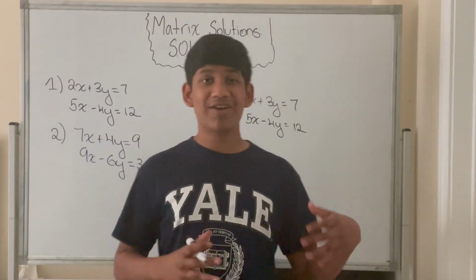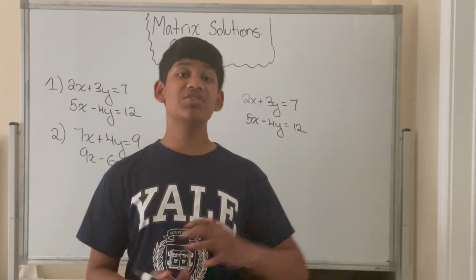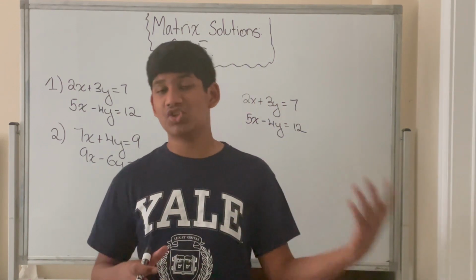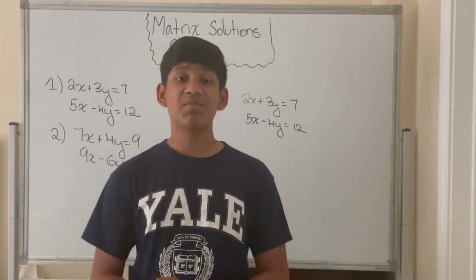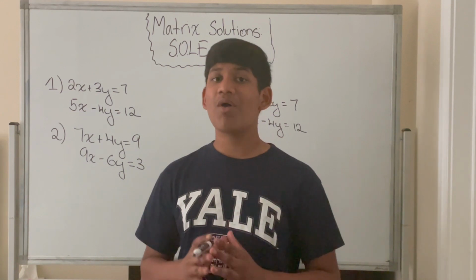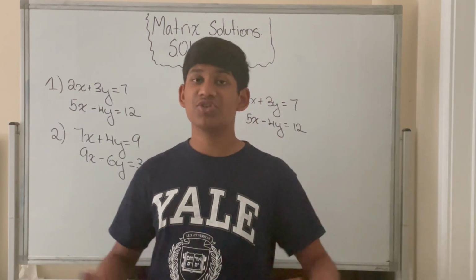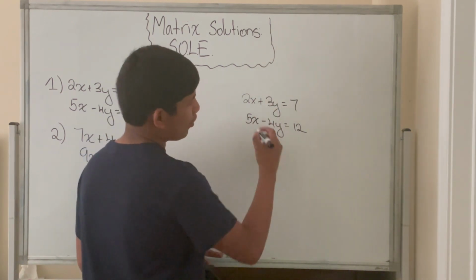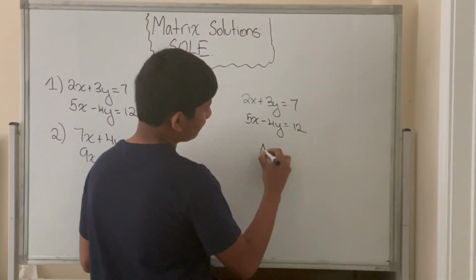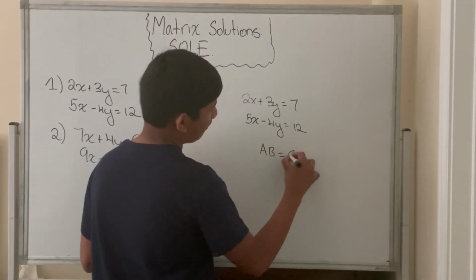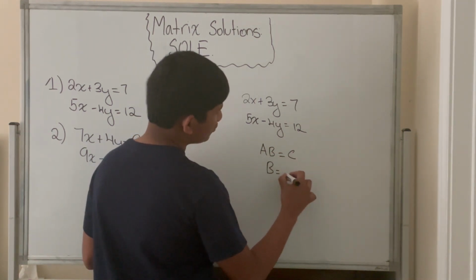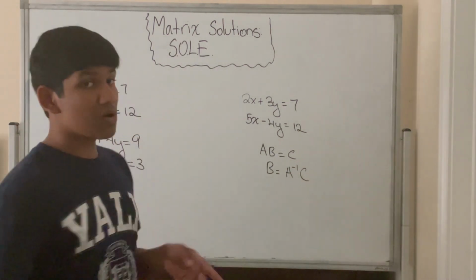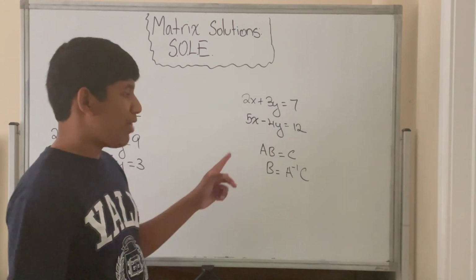Before we go into how to solve this practically, let's talk about the general structure. If you want to learn more about the general structure of how to solve any system of linear equations using the matrix method, please visit my previous video. But in this video, we're just talking about the general structure on a higher level. So we're going to transform the system of linear equations to AB equals C, where B equals A inverse times C. Okay, so let's use this method and apply it.